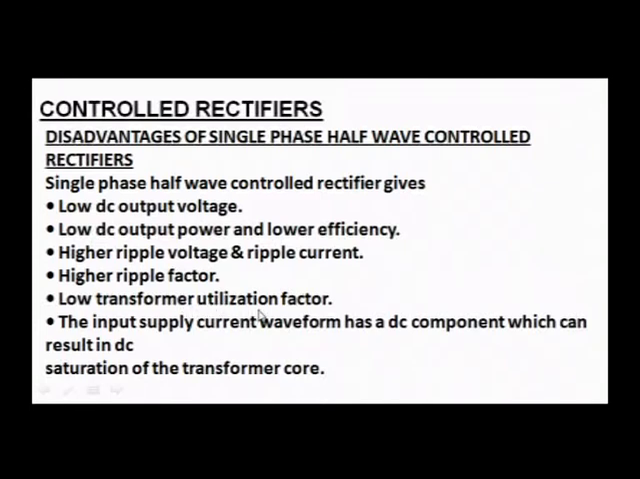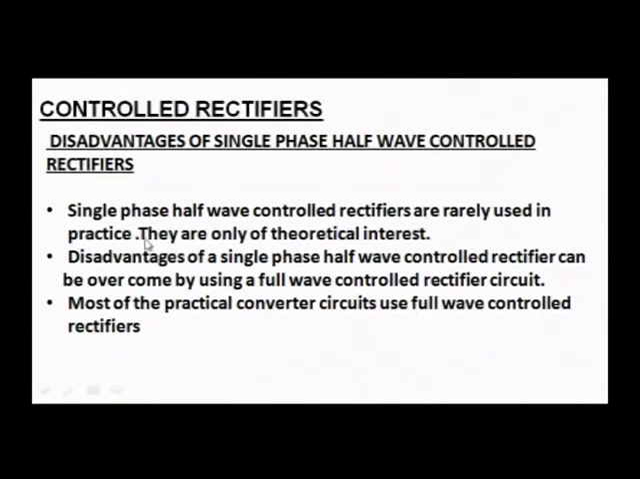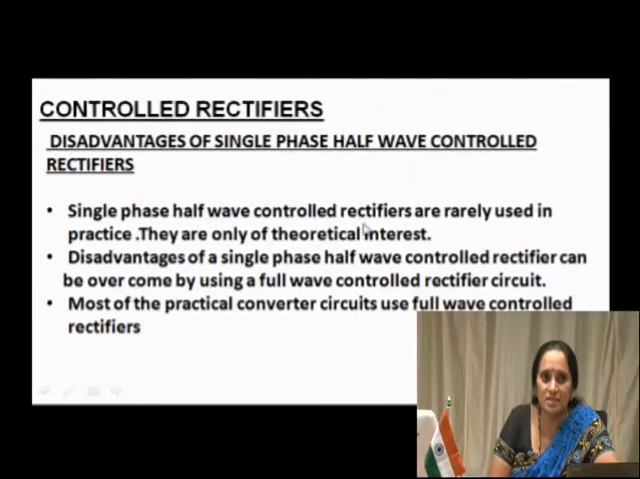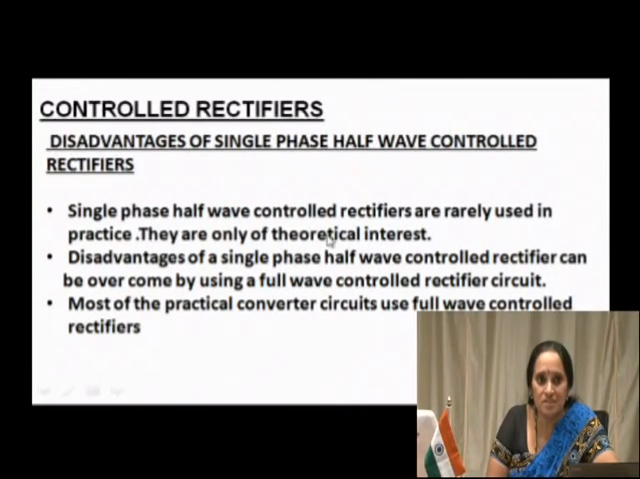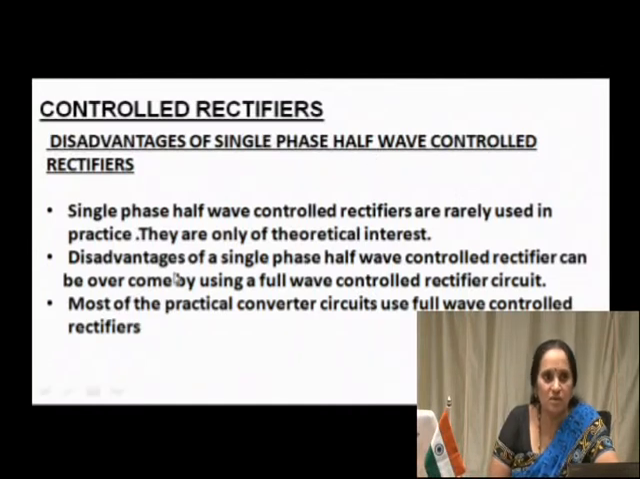Load transformer utilization factor is low, and the input supply current waveform has a DC component which can result in DC saturation of the transformer. That is why it has almost all the disadvantages. They are rarely used in practice and are only of theoretical interest for students like you, to understand the working of firing angle and conduction angle, and what happens to the voltages and currents across the load when the SCR is turned on. For such purposes only we will be studying half wave controlled rectifiers.